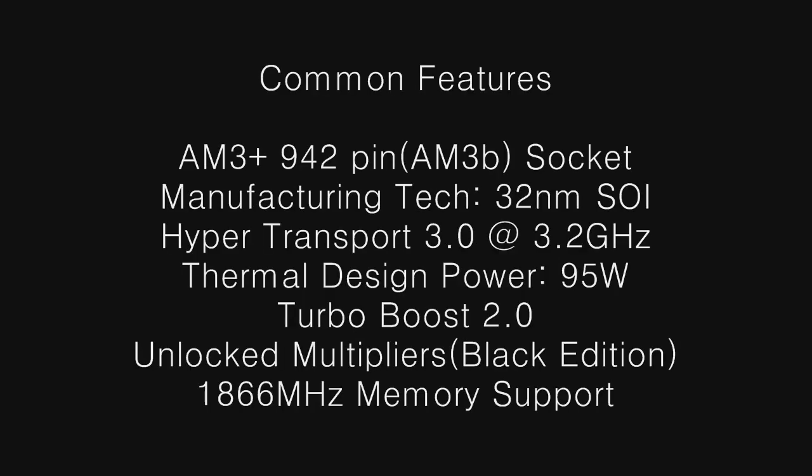To begin, let me go over some of the common features on the new 4100 and 6100 series in the Bulldozer lineup. They'll be based off the socket AM3+, feature 32-nanometer SOI manufacturing technology, feature HyperTransport 3.0 running at 3.2 GHz, feature a TDP of 95 watts for all processors, as well as Turbo Boost 2.0 technology, and all these CPUs will feature unlocked multipliers, also known as the Black Edition series, and they all support 1866 MHz memory.